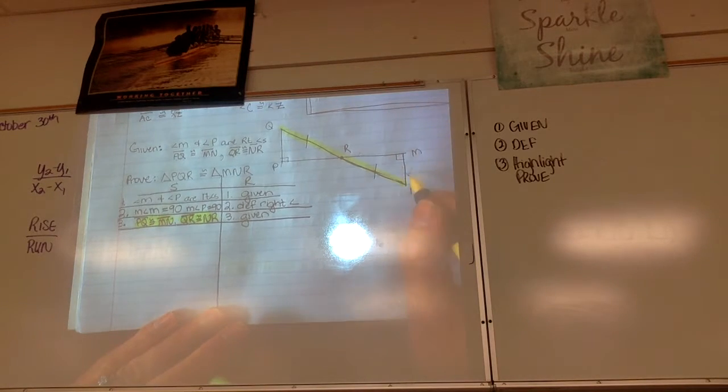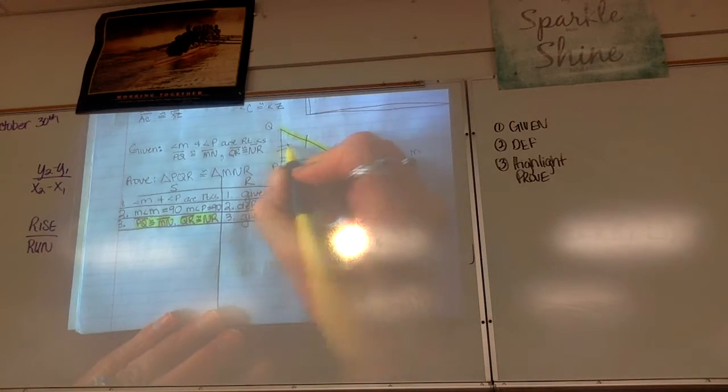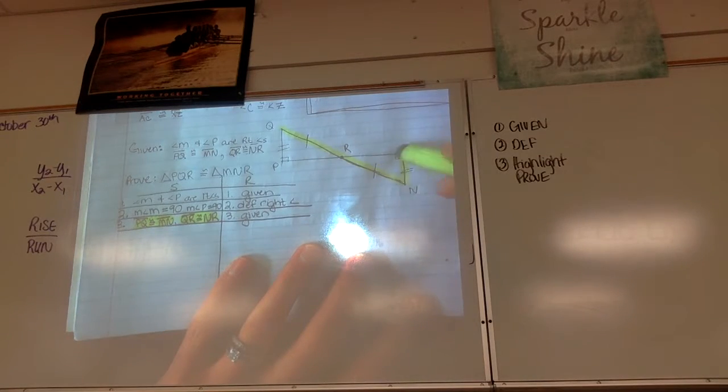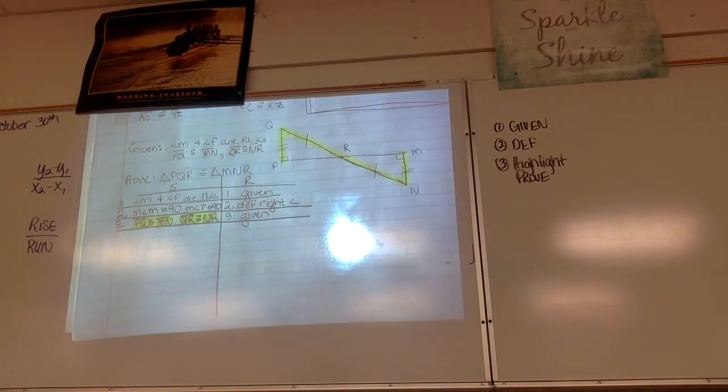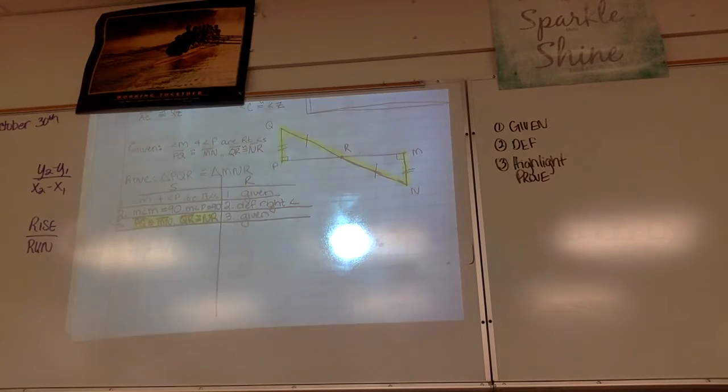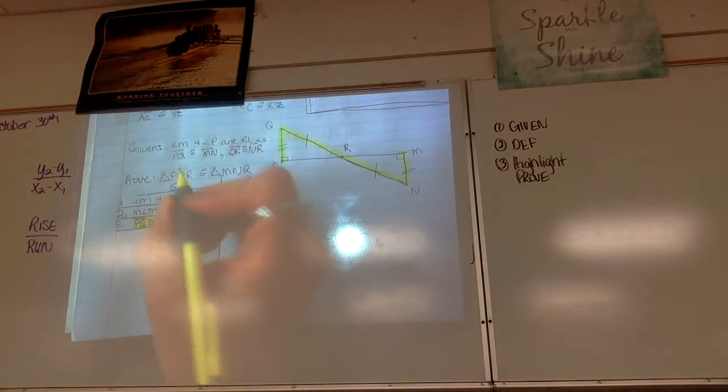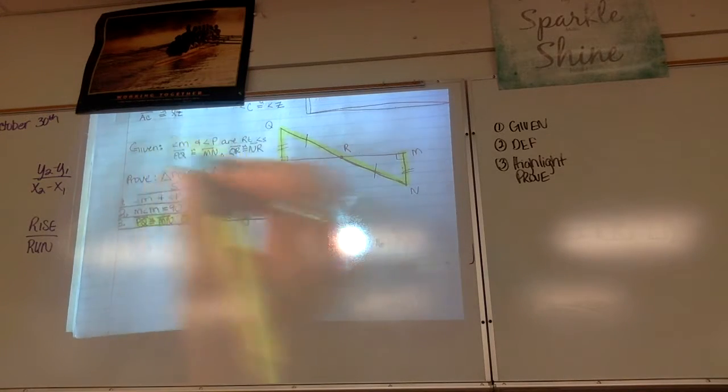MN and PQ. So I already have 2 out of the 3 found. That's why I think the highlighting is helpful. It shows you what you need. I am sorry. I hope this isn't going to throw a lot of you off, but I forgot one of the given pieces. If you don't have room down below, put it up above.